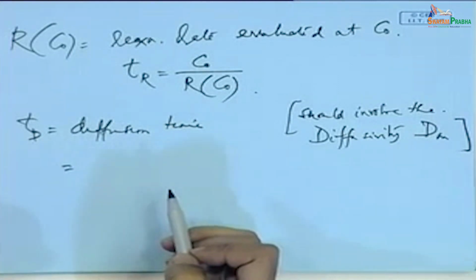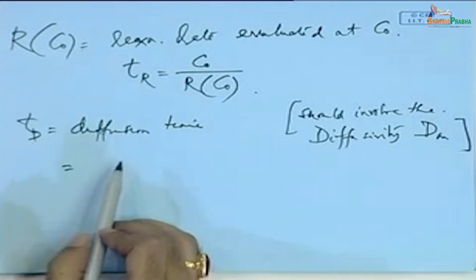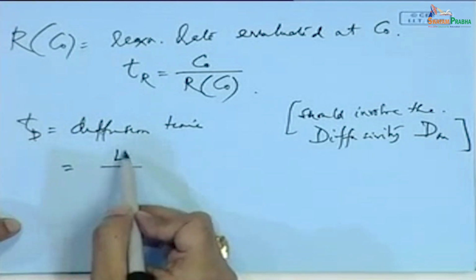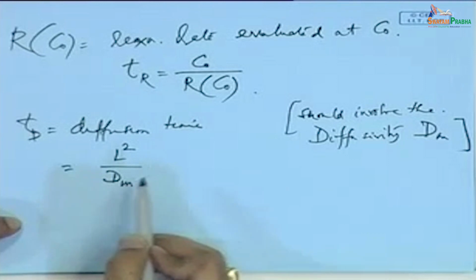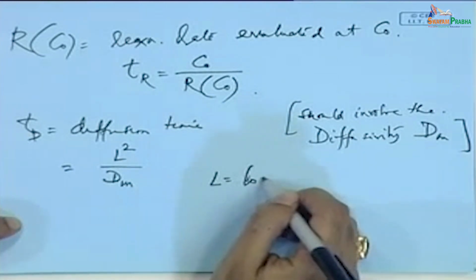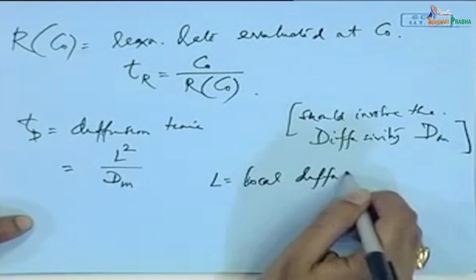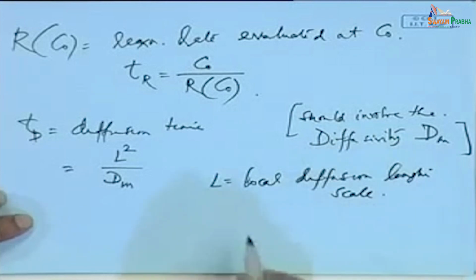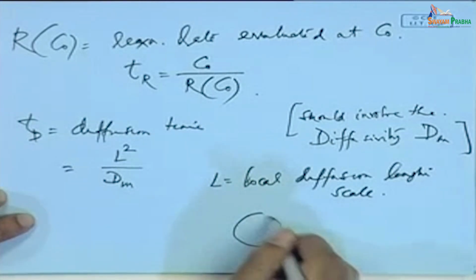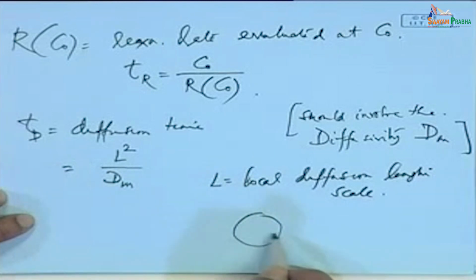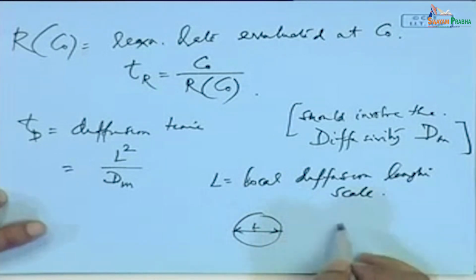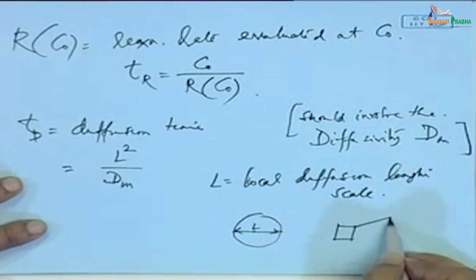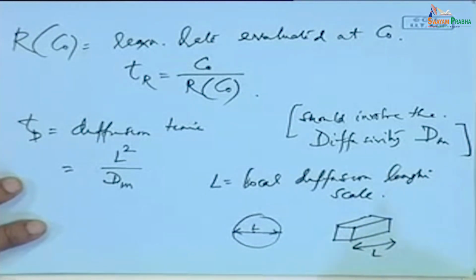L square, yeah, that's correct. L square by diffusivity. So, L square, let us say, by dm. Okay. L being the local diffusion length scale. Okay. So, if you have a catalyst pellet, a spherical catalyst pellet, say L is the radius or the diameter, whichever. You can just use the diameter if you want. If you have a catalyst pellet which is like a slab, then L is the distance length along which it diffuses.